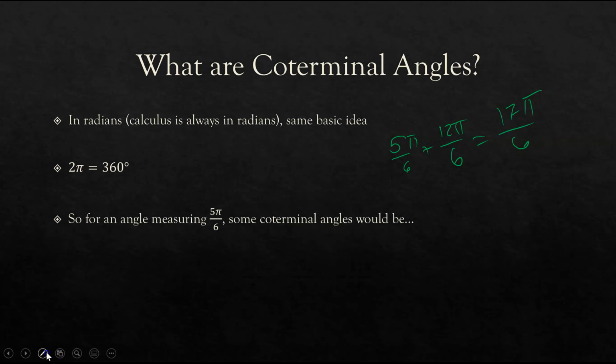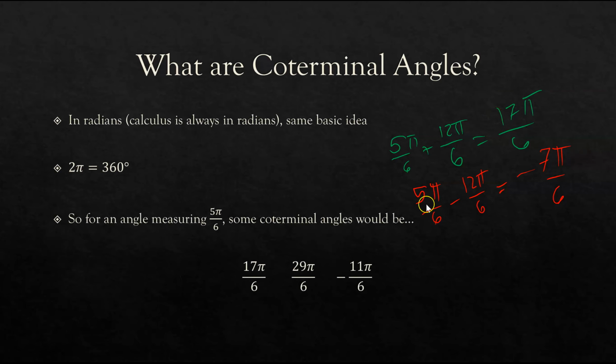So let's select a different color. Now that I know how to change colors, this is a good tool. 5 pi over 6 minus 12 pi over 6, right? Same thing, 12 pi over 6 is 2 pi. I'm just subtracting now. And if I subtract, I would get, well, what's 5 minus 12? Negative 7 pi over 6. Or I could add 2 pi again, get 29 pi over 6, and so on.